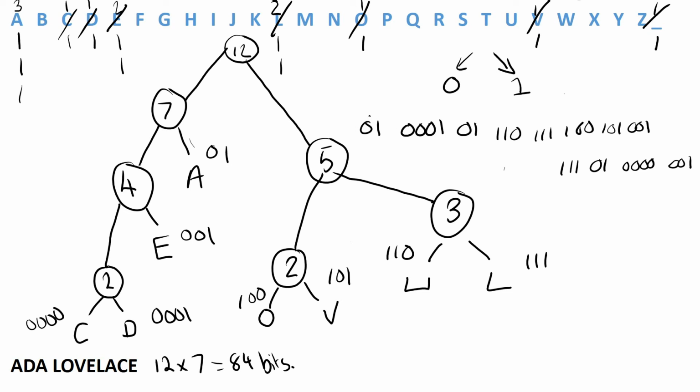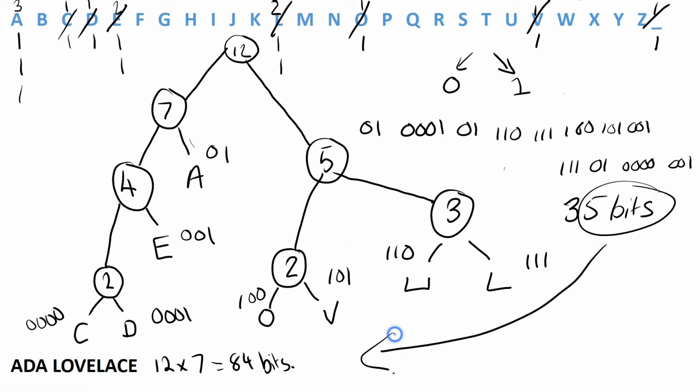So if we count up all these bits now, we've got 1, 2, 3, 4, 5, 6, 7, 8, 9, 10, 11, 12, 13, 14, 15, 16, 17, 18, 19, 20, 21, 22, 23, 24, 25, 26, 27, 28, 29, 30, 31, 32, 33, 34, 35. So when we've encoded it using the Huffman code, it has only taken up 35 bits compared to the 84 bits. So you can see why the Huffman code would be useful, especially if you've got a massive piece of text to encode.